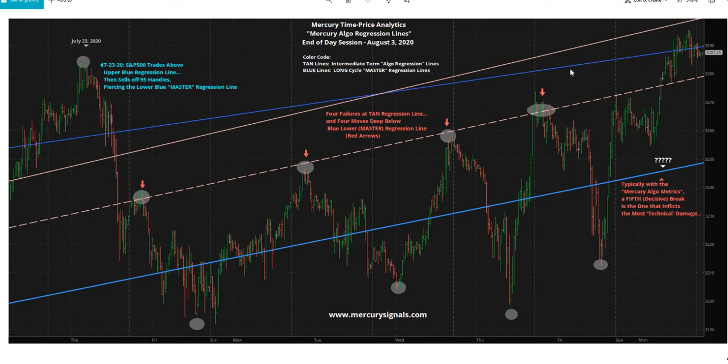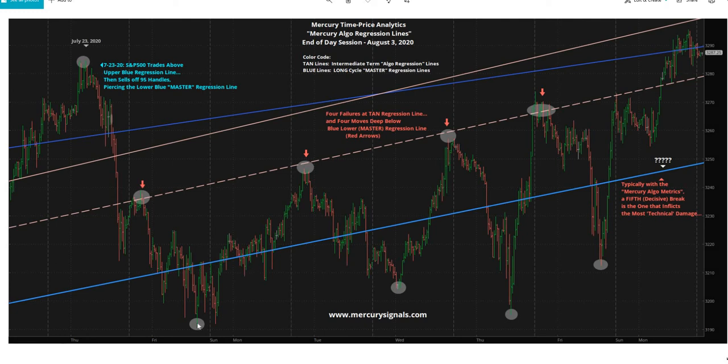Here's the regression lines, another view. Now, these obnoxious blue regression lines, these are a big deal. Because if you break this one, there's a problem. Remember I said a minute ago, you break something 4 times. Algorithmically, the 5th one is a big problem. Lower regression line. And these tan lines, these are regression lines also. But these blue ones, these are the master regression lines.